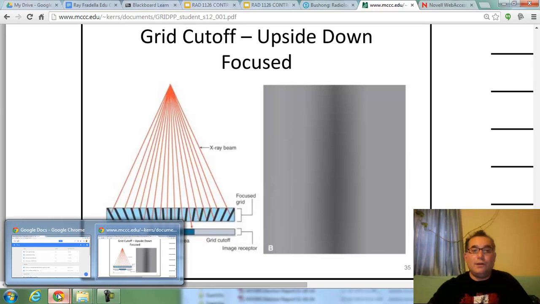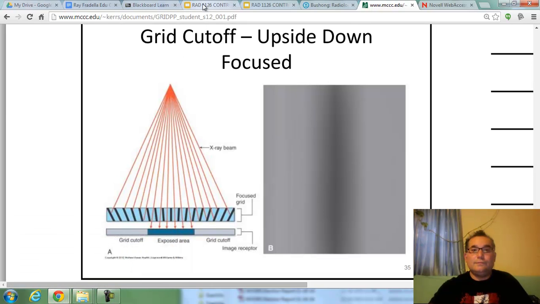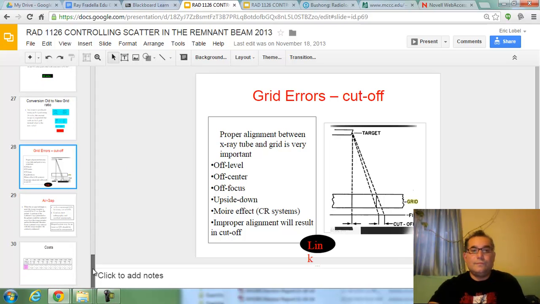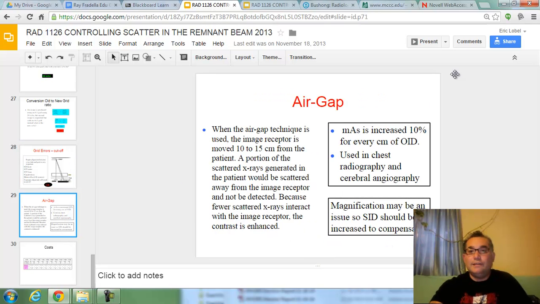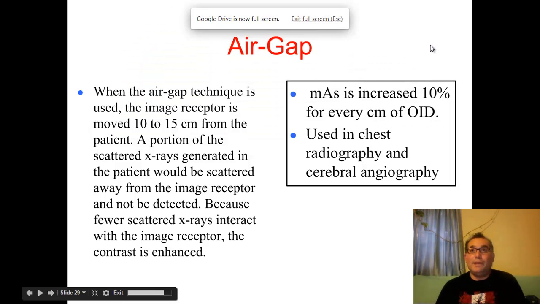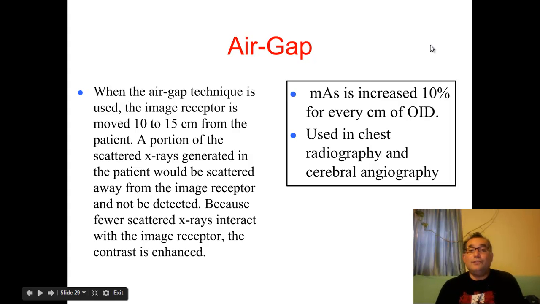I'm going to go back to the PowerPoint. And I want to talk very briefly about another technique known as the air gap. I like to call this the poor man's grid because instead of utilizing the grid, we are going to create a gap, basically OID, object image distance, between the part and the image receptor, such that we have about 10 to 15 centimeters between the patient and the image receptor.